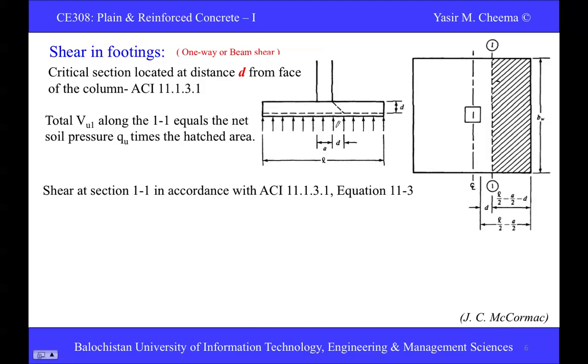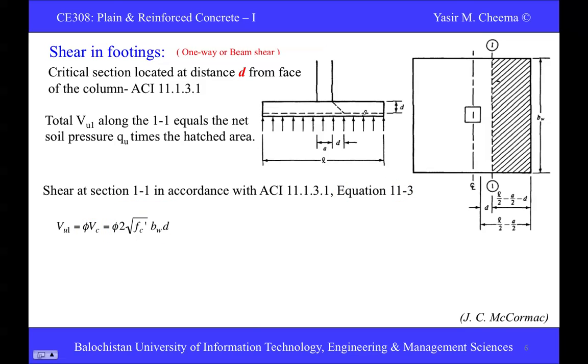ACI recommends an equation to determine this, ACI equation 11.3. Actually, I put the ACI equations and references properly today, because some of you sometimes ask how come this 2, how come this 5, and all these things. So I decided it's better to put exactly the wording of the ACI. So Vu1, the shear strength at one point, is equal to 5 times Vc, the shear strength here. So it is 5 times the square root of fc prime times bw d.